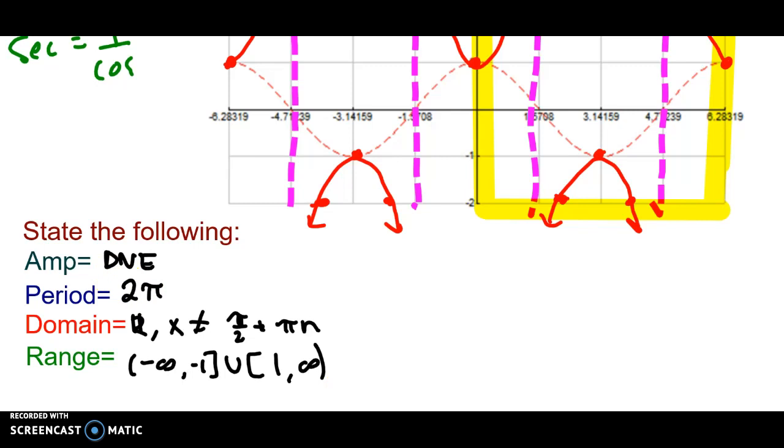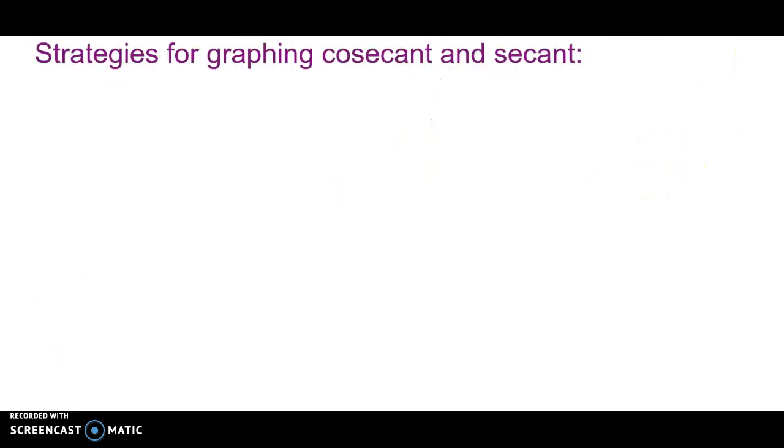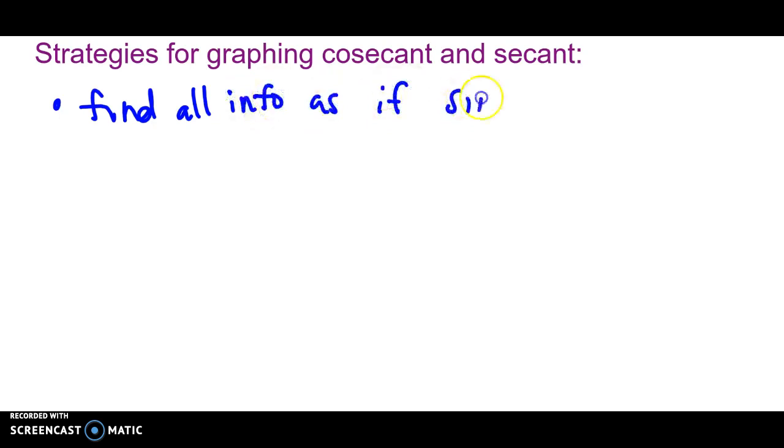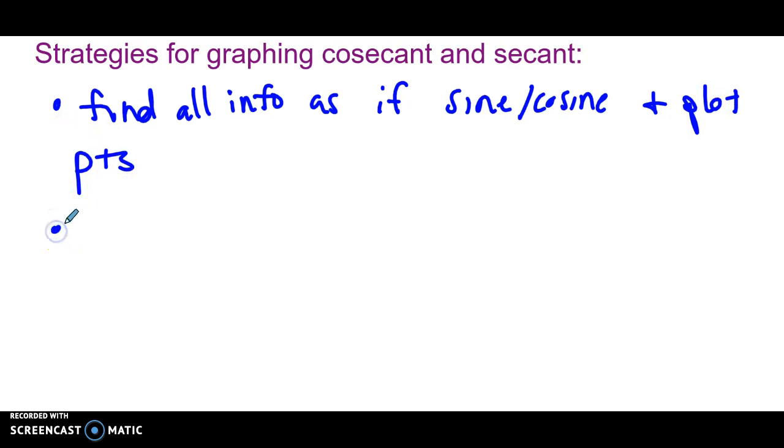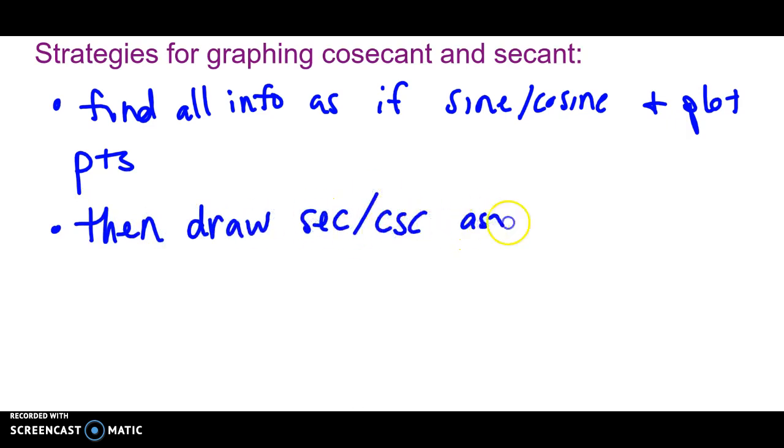Okay, so of course we have some strategies for graphing cosecant and secant. First we want to find all info as if it were sine and cosine, and make sure that we plot our points just like it would be on sine and cosine. Then we're going to draw our secant and cosecant asymptotes.